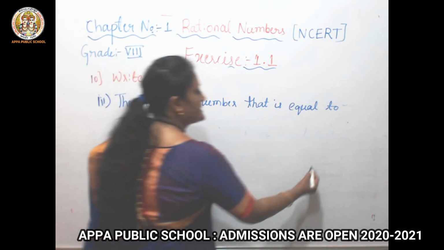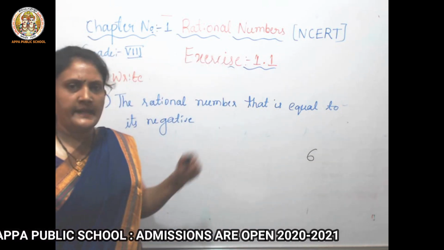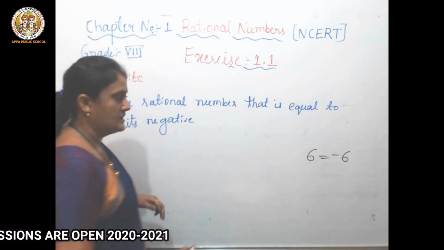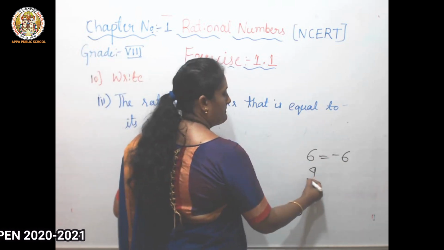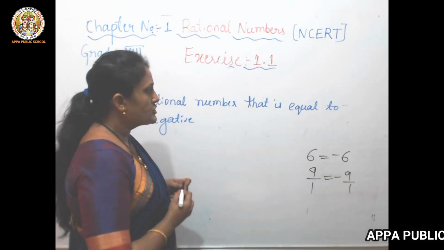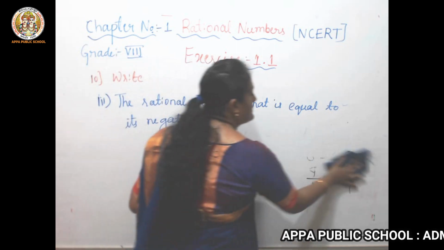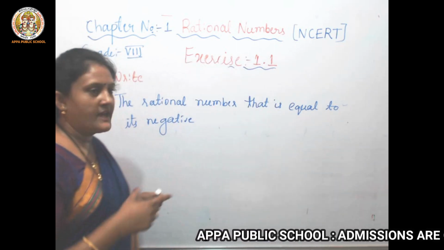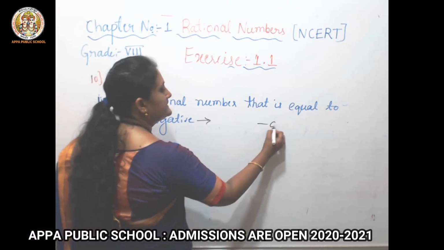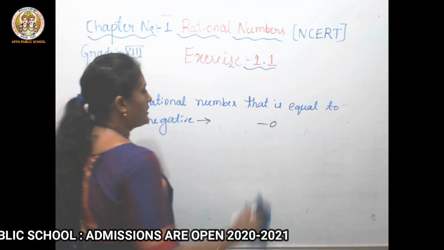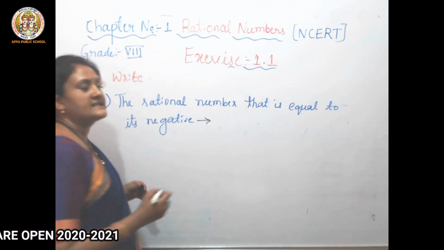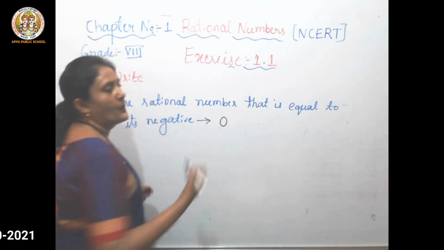See, 6. What is the negative of 6? That is minus 6. 9 by 1, the negative of this is minus 9 by 1, isn't it? So it should not have a negative of that number. Have you ever seen 0 having a negative like minus 0? No. So that's what we can consider 0. So the rational number that is equal to its negative is 0.